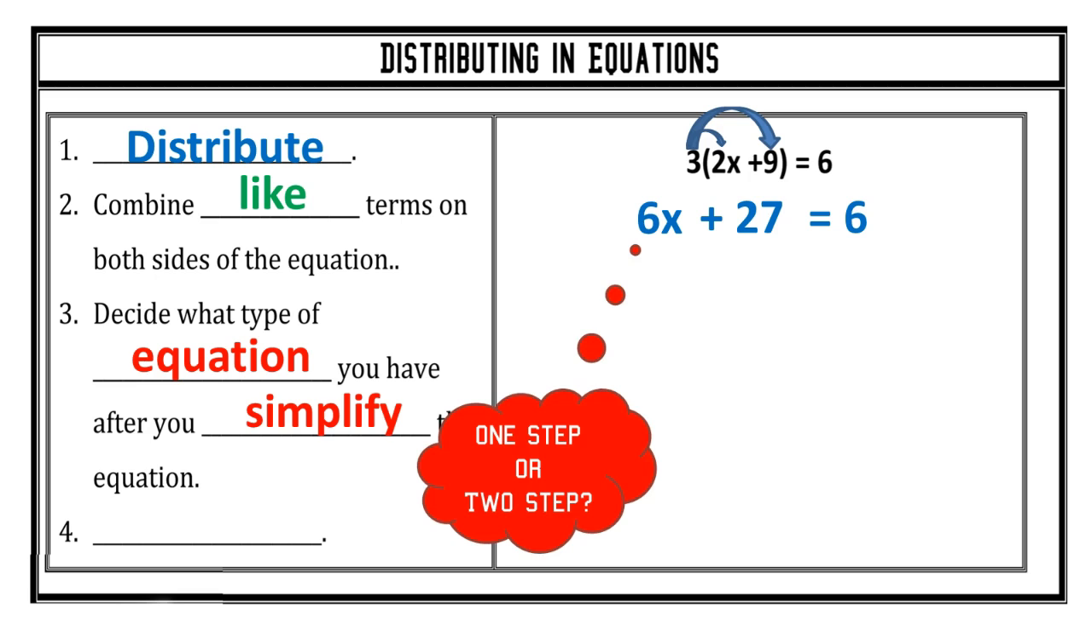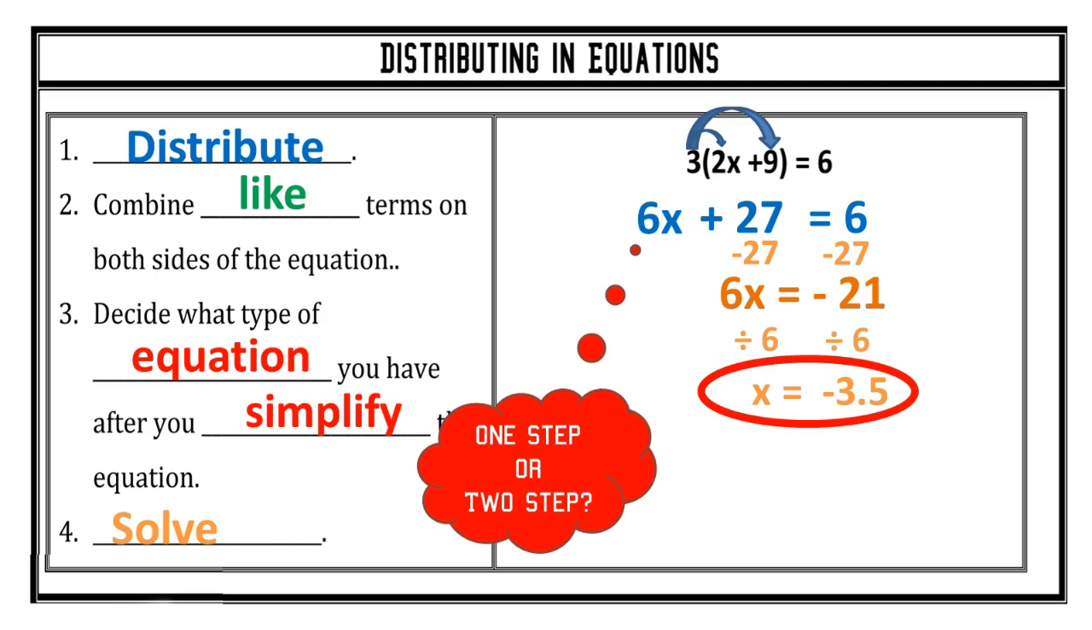I see two steps. I see two operations. I'm multiplying by 6 and adding 27. So to solve, I need to use my inverse operations in an inverse order. I'm going to subtract 27 from both sides. That's going to give me 6x equals negative 21. And then I'm going to divide both sides by 6. That's going to give me x equals negative 3.5.